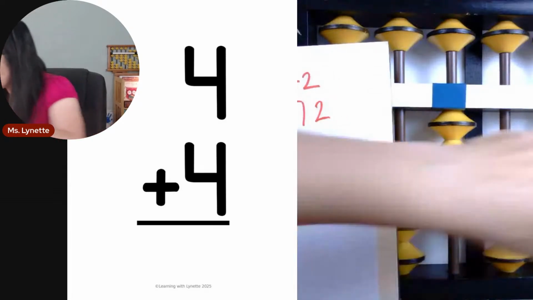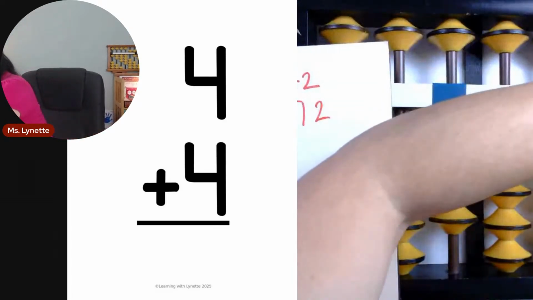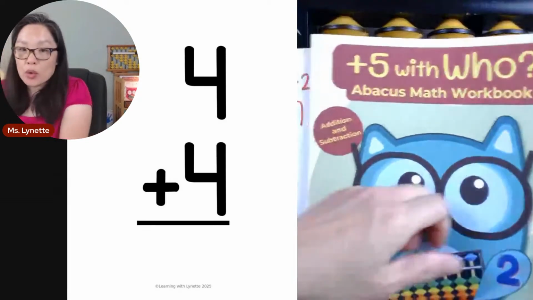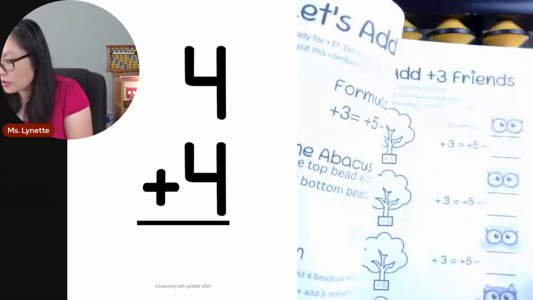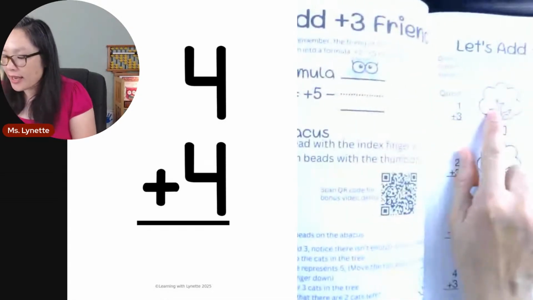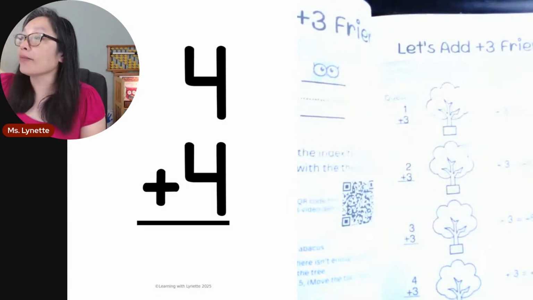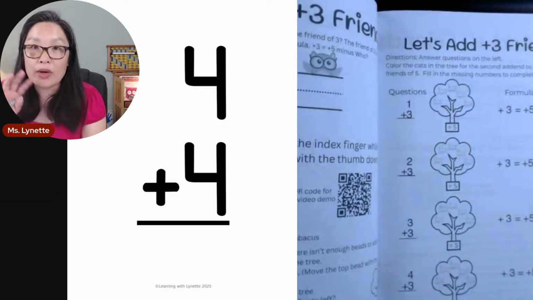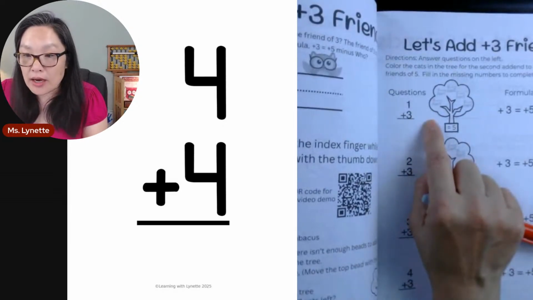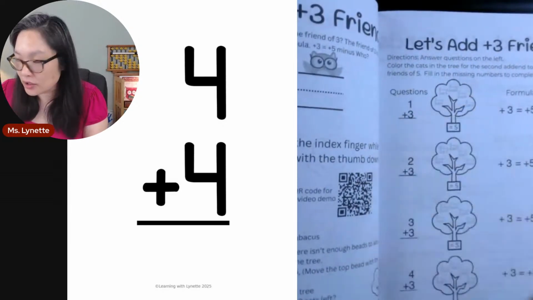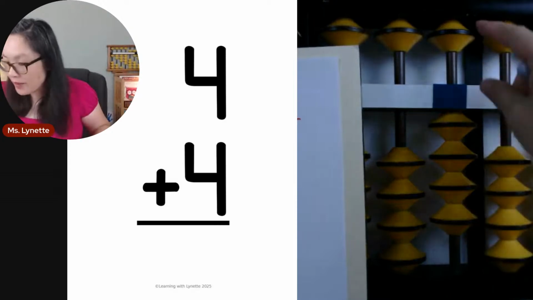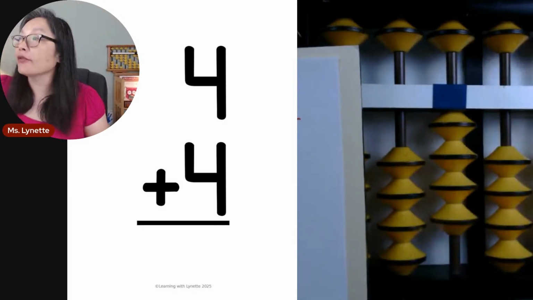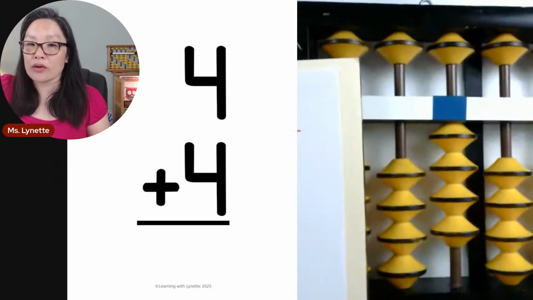In one of the books that I created, I talk about the cats in the tree. I don't know if you can see that. There are 5 cats in the tree, so I related it to the cats in the tree. So going back, I want to go to the 5.